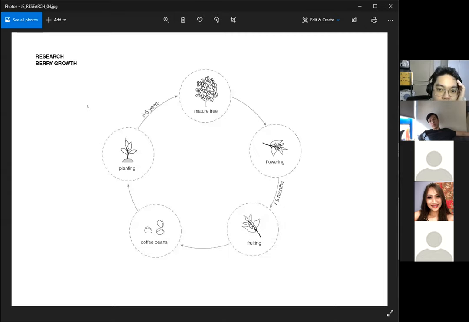And for its life cycle, actually, from the sapling, it takes about 3 to 5 years to grow into the mature tree when it starts flowering. And when it starts flowering, it's actually a sign that it will start producing fruits, which will happen about 7 to 9 months after the flowering. And when it comes to harvesting, you can actually harvest it about 2 to 3 times in a year, according to what I've read. Pero medyo inconsistent yung mga nakikita ko sa iba-ibang sources.